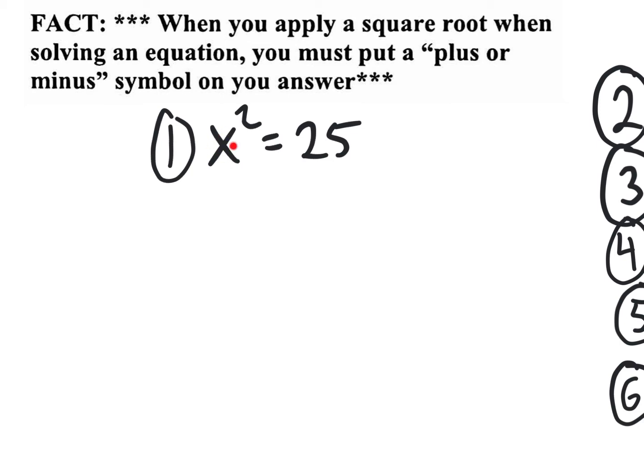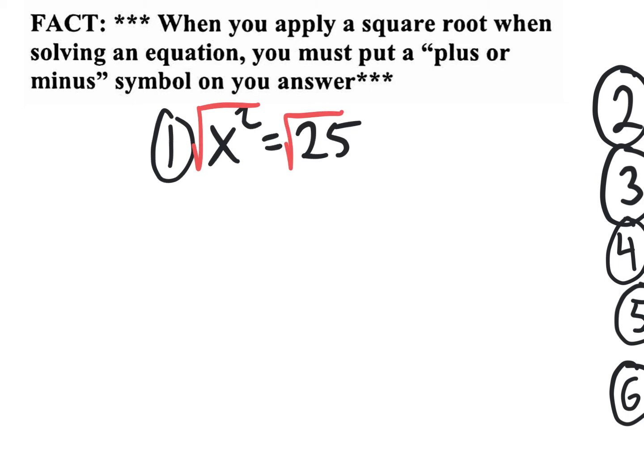We want to get x by itself. And whenever we want to get x by itself, we do the inverse operation to get rid of things. For example, if I had an x plus 3, I would subtract 3 and subtract 3. If I had a 2 times x, I would divide by 2, divide by 2. I have a square right here. What's the inverse operation of squaring? A square root. So we're going to apply a square root right there and a square root right there.